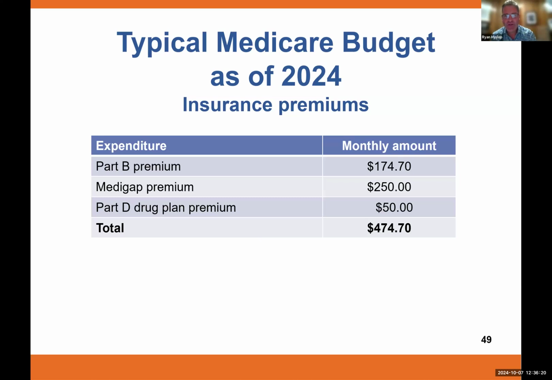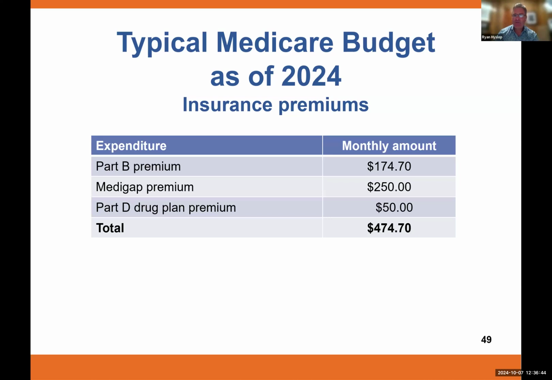So here's a typical Medicare budget in 2024. Here are your premiums. Remember, these are just premiums. These are not co-insurance or deductibles. So here's your Part B premium. Remember, no IRMAA included in this. Here's your Medigap, so this is your private insurer. Your public is the Part B, $174. That's the government subsidized. And then you have the Medigap and the Part D prescription drug plan.